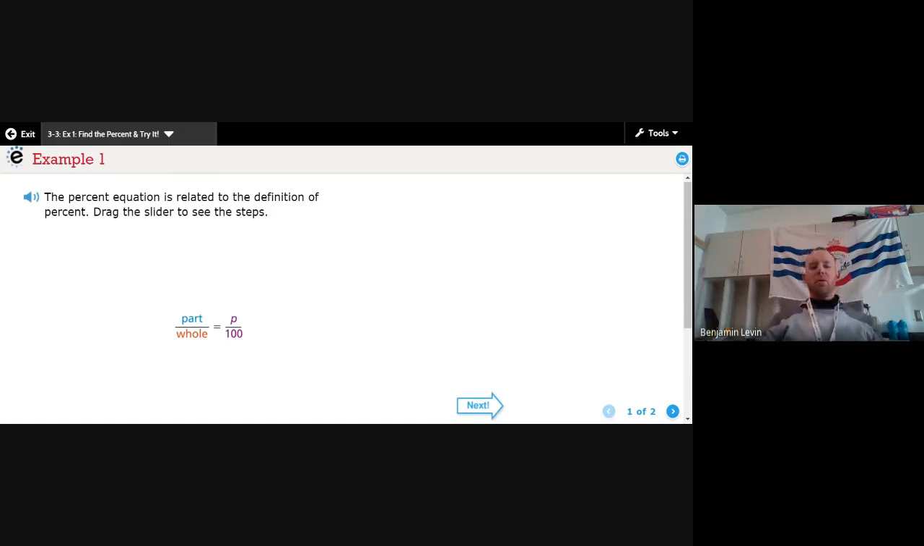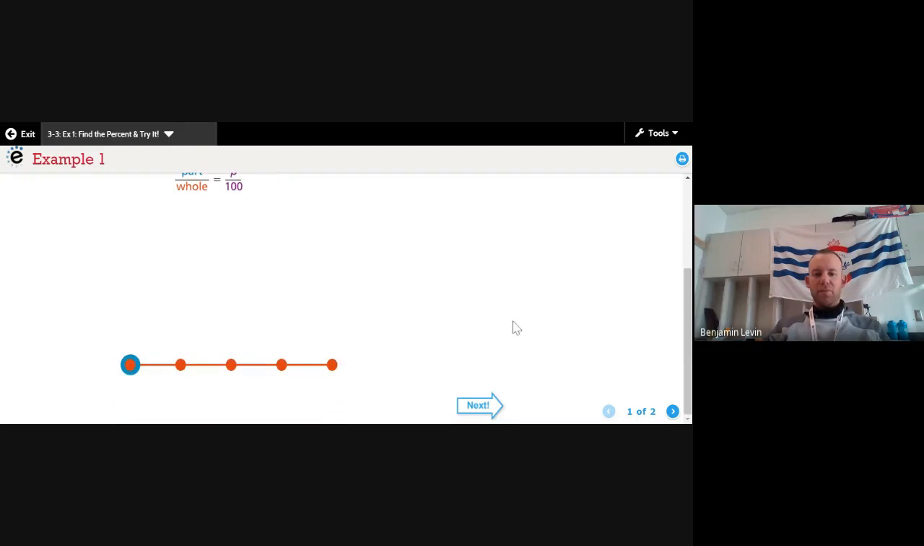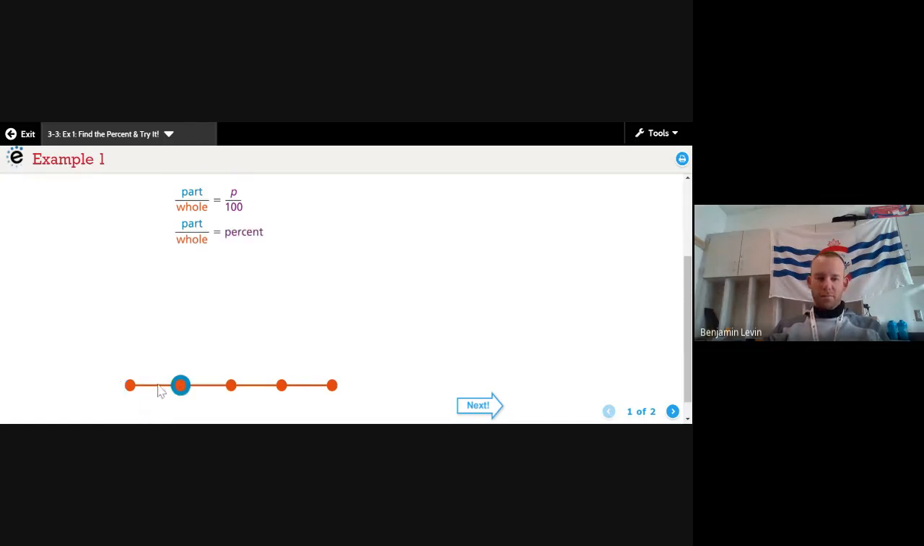The percent equation is related to the definition of percent. Drag the slider to see the steps. All right, let's drag the slider to see the steps. I think this is going to be just what they did on the video. We know the part over a whole is the same as P over 100. Anything per 100 is percent, right? That's where we get the word percent.